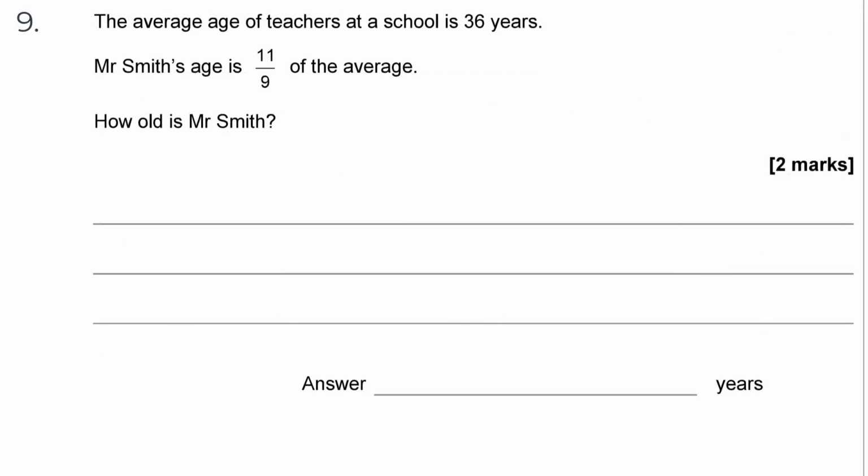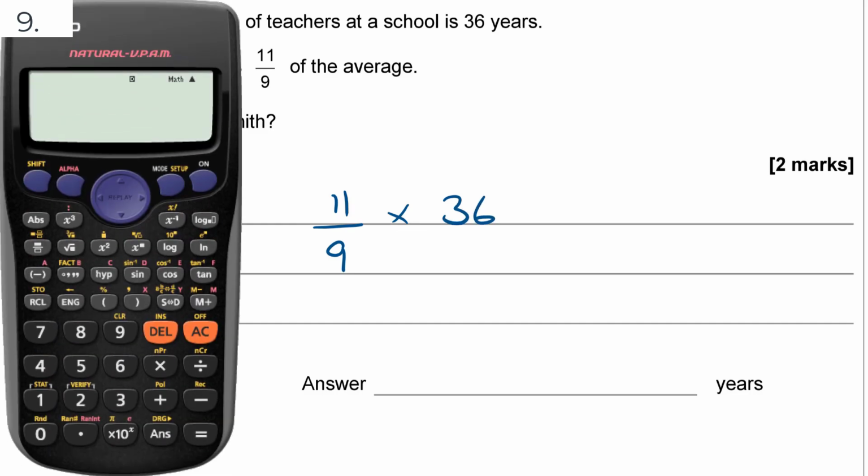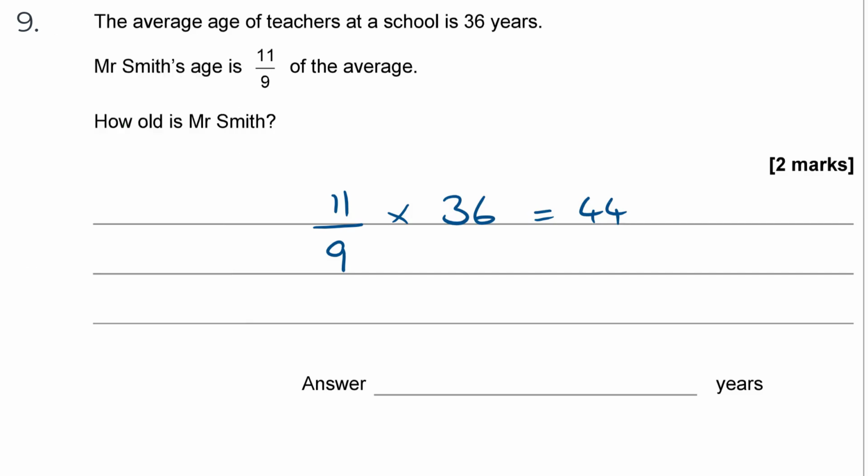The average age of teachers at a school is 36 years. Mr. Smith's age is 11/9 of the average. How old is Mr. Smith? So what we're being asked to find here is 11/9 of 36. When we've got a fraction like that, if you've got a nice calculator like this, you can just type in the fraction, 11/9. Otherwise, you can just multiply by 11 and divide by 9. But I make that 44. So Mr. Smith is older than average.